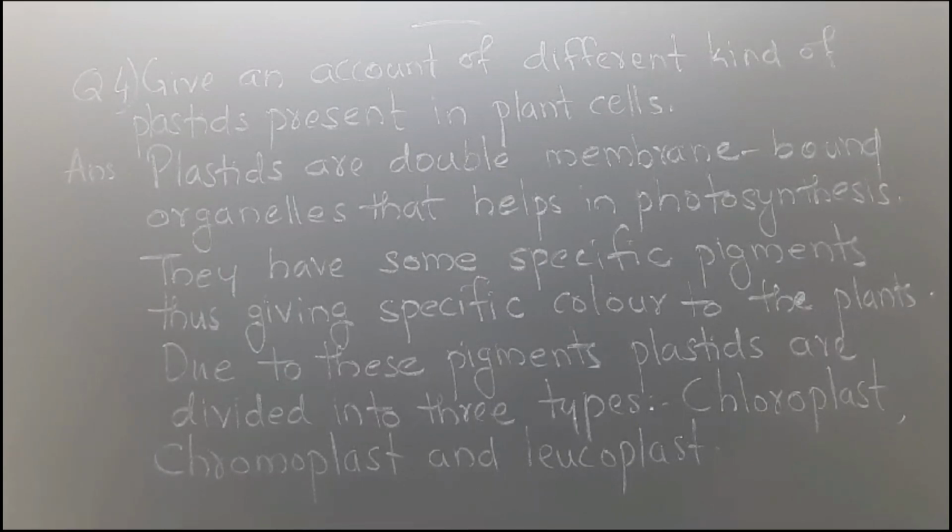The answer is, plastids are double membrane bound organelles that helps in photosynthesis. They have some specific pigments, thus giving specific color to the plants. Due to these pigments, plastids are divided into 3 types: chloroplast, chromoplast and leucoplast. This is the answer for the 4th question. 3rd question's answer you have to do by yourself. So with this, our long answer gets over here.